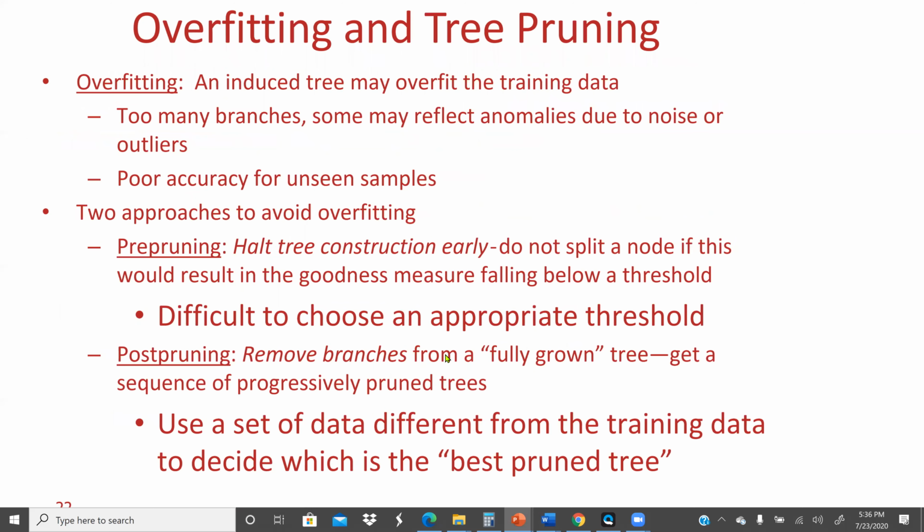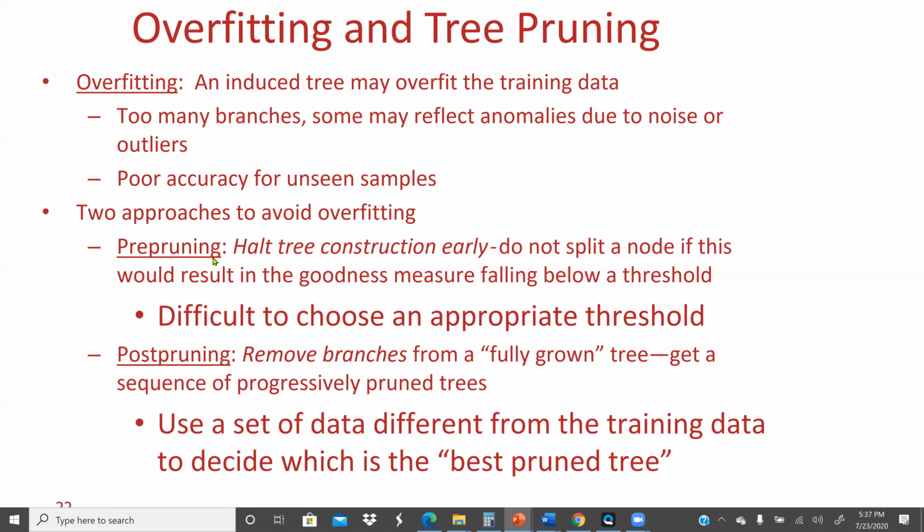So we talk about overfitting and tree pruning. Overfitting is when you have a model that works very well for the training data, and then when you apply it to test data, it doesn't work well. So here we say an induced tree may overfit the training data. Too many branches, some will reflect anomalies due to noise and outliers. Also, poor accuracy for unseen samples. And the two approaches to avoid overfitting start with pre-pruning.